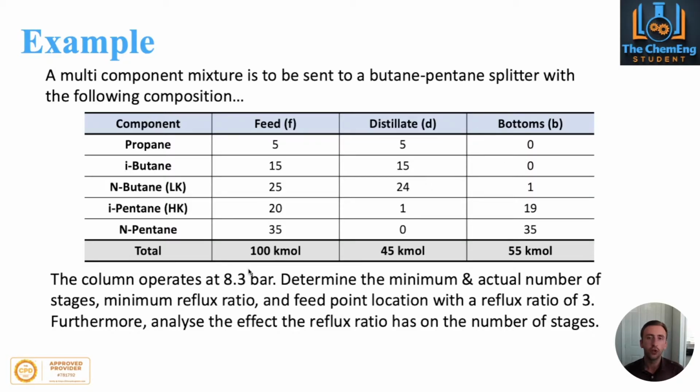Now we're told our column operates at 8.3 bar, and we want to determine the minimum and the actual number of stages, the minimum reflux ratio, the feed point location when the reflux ratio is at 3, and we want to analyse the effect the reflux ratio has on the number of stages. So quite a lot to do, but this is the full shortcut method for distillation column design.